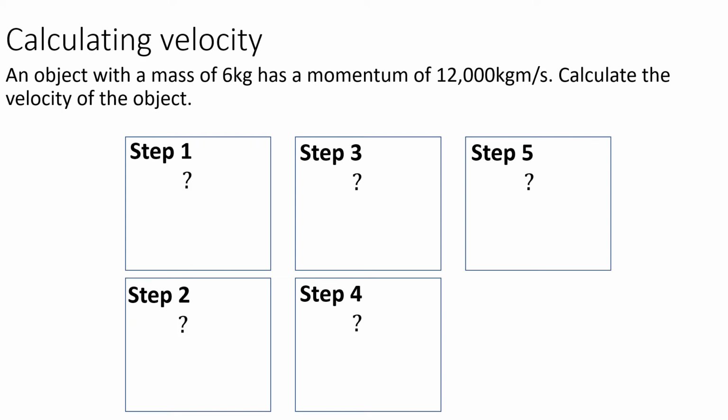And then finally complete this velocity calculation yourselves. An object of mass 6 kilograms has a momentum of 12,000 kilogram meters per second. Calculate the velocity. Complete steps 1 to 5 in your notes.